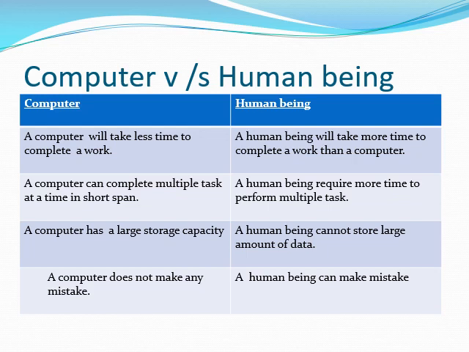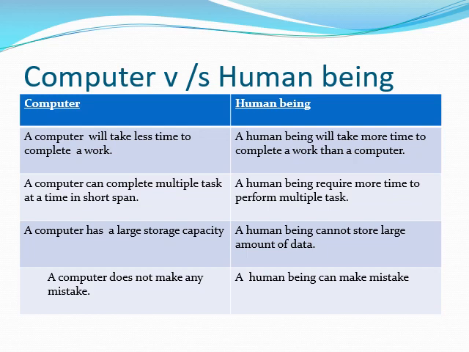Second, on the basis of multitasking, a computer can complete multiple tasks at a time in a short span, whereas a human being requires more time to perform multiple tasks. The word multiple tasks here means doing many tasks simultaneously at the same time. In a computer, at the same time, we can draw a picture and listen to music. Whereas a human being will require more time to perform multiple tasks.